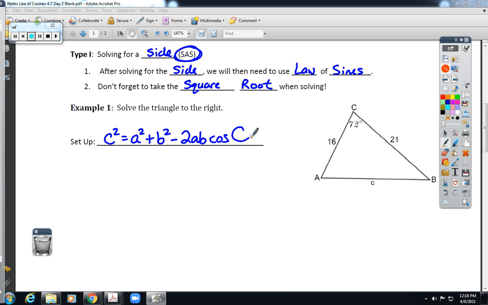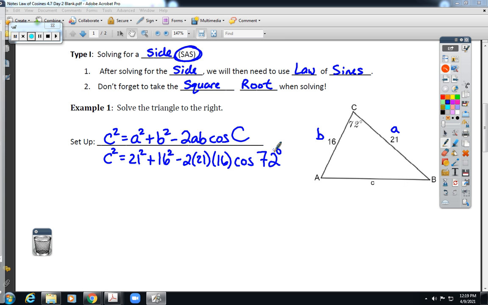Now, this is the easy mode version of the law of cosines. It's the side angle side problem, because what we are trying to solve for is by itself already, except it's squared. Little c is what we are trying to find. So we just plug in everything else. Little a is 21. Little b is 16. Little b is across from angle B. Little a is across from angle A. Minus 2 times 21 times 16 times the cosine of angle C, which is 72 degrees.